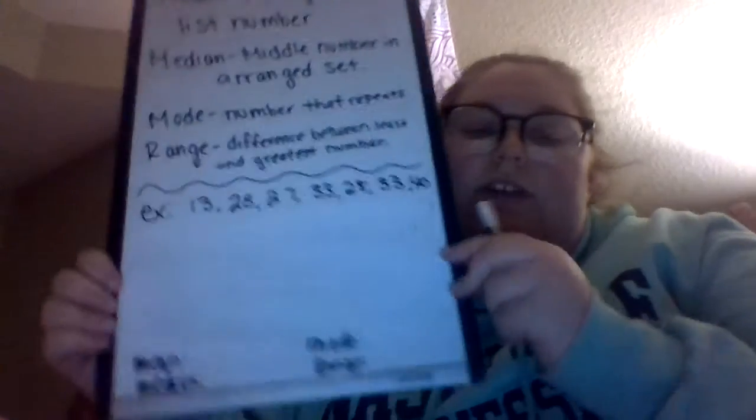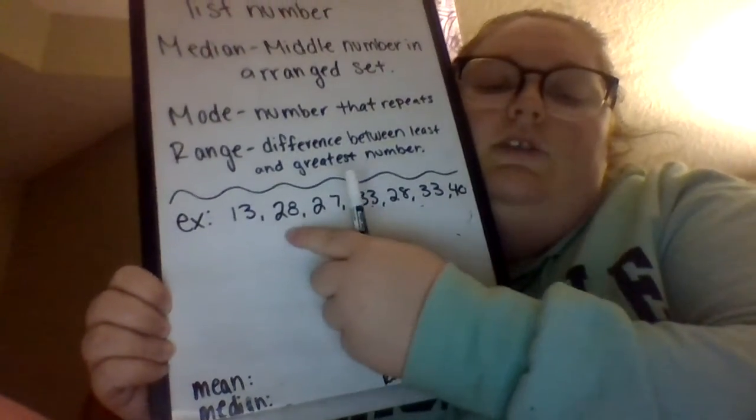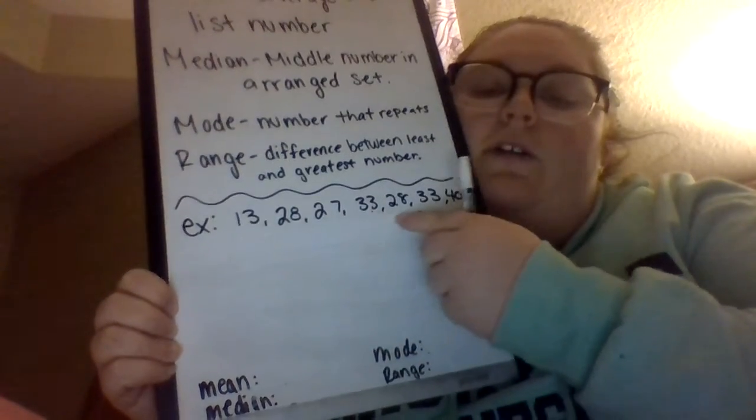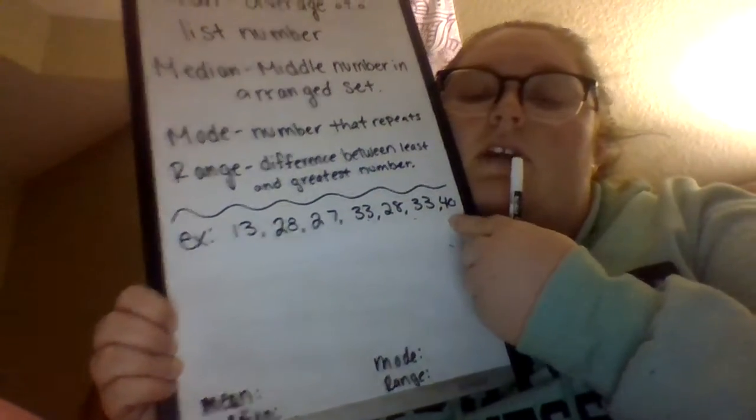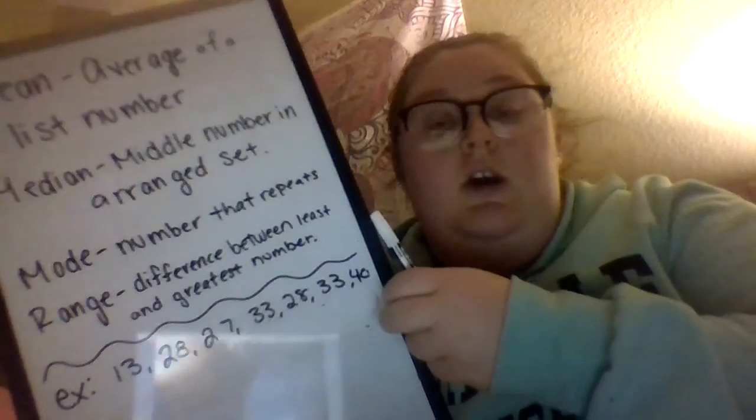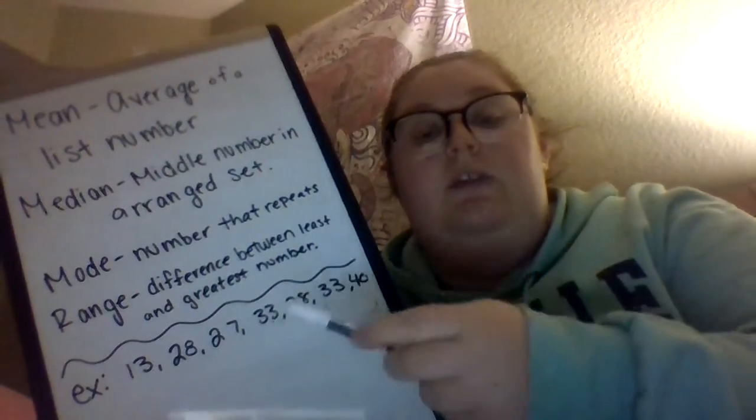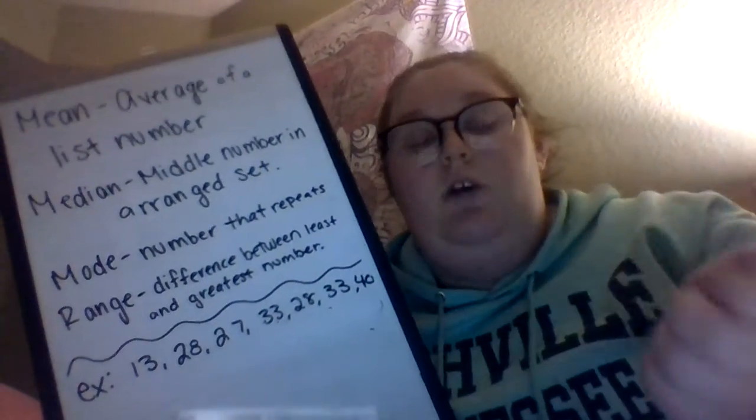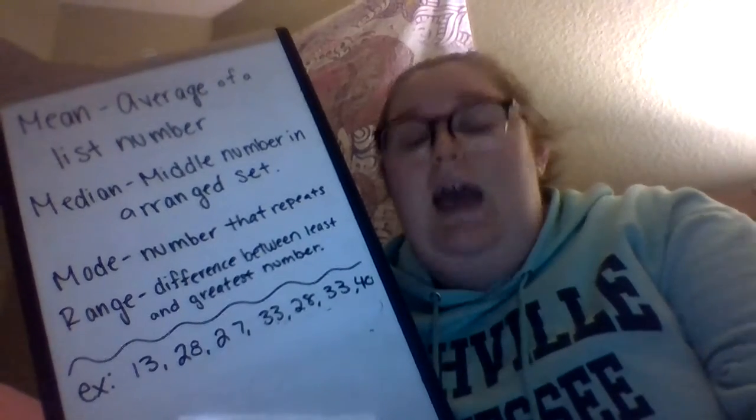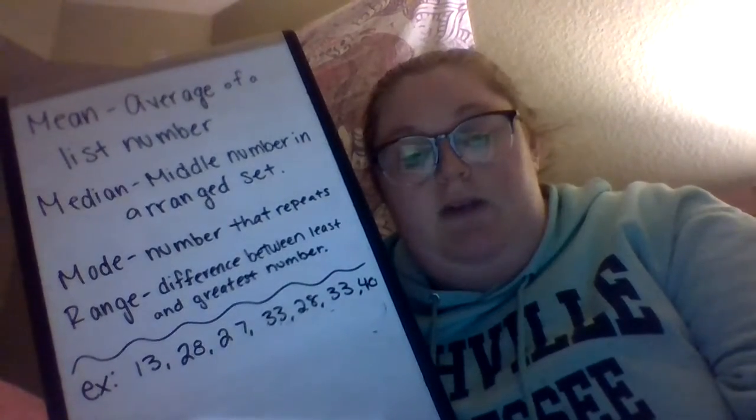So first, let's do an example. Let's count how many numbers first. 1, 2, 3, 4, 5, 6, 7. So to find our mean, remember, we have to add up all our numbers and then divide by the numbers that are in our set. So let's add them all together, and then we already know that we have to divide by 7.